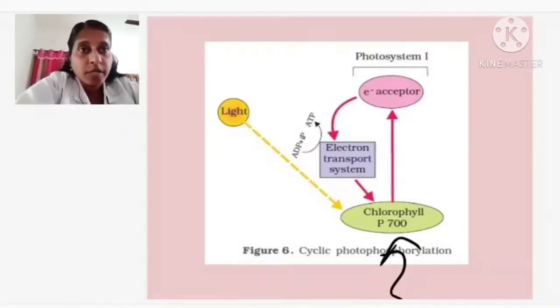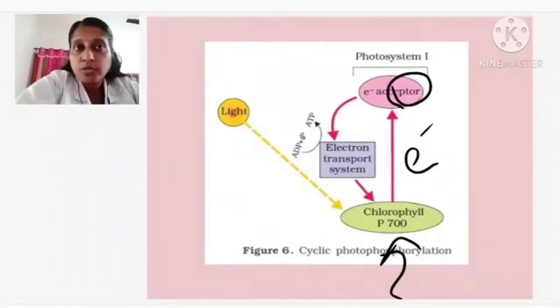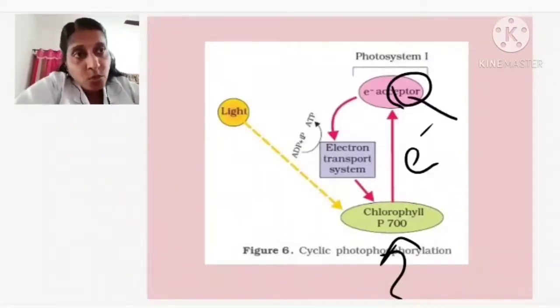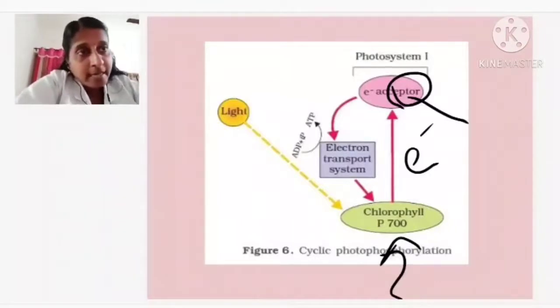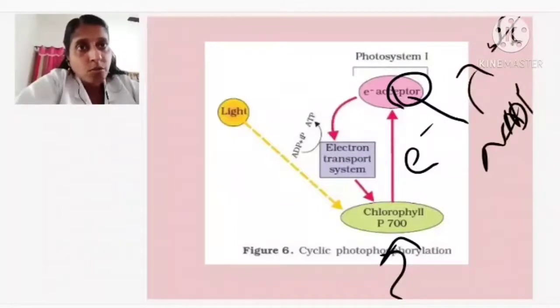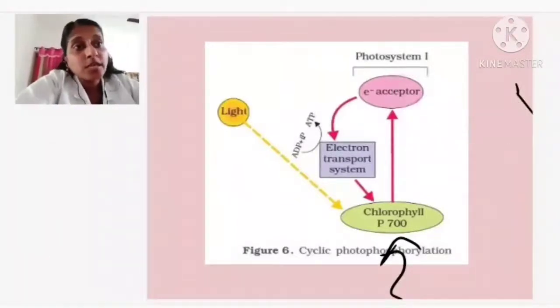Light is falling, right? After the light falls, the electrons will be released, isn't it? The electrons are accepted by electron acceptor molecules. Thereafter, NADP has to be converted into NADPH2. This is the normal phase. But here, this is not taking place.